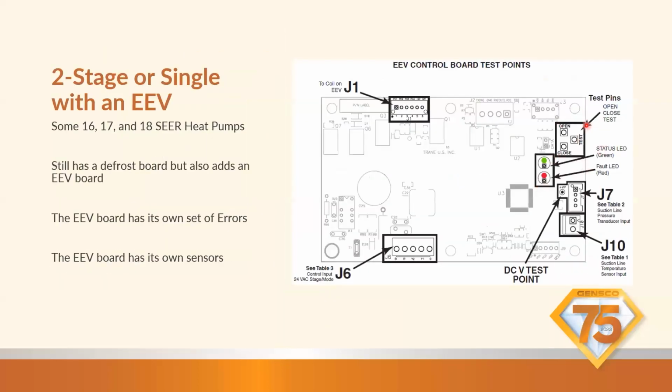Right here on the EEV board, right next to the lights, you've got close, open, and test. So you're going to put a little jumper or maybe a screwdriver, whatever you have there, between test and close. You're going to jumper between test and close right there.